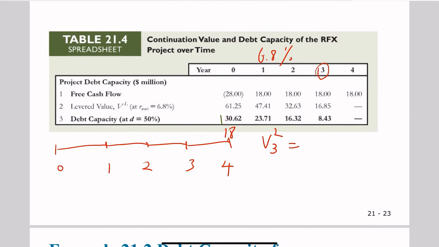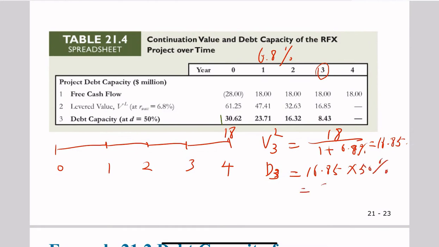Well, this is easy, right? You will pretty much discount the free cash flow in the fourth year by 1 plus 6.8%. Now, what is the free cash flow in the fourth year? Well, we have solved this. It's $80 million. So this gives us 6.85. And then we know that the debt capacity should be given by the ratio times the firm's levered value. The ratio here is 50%. So the debt capacity at the end of the third year would be the levered value times 50%. So this gives us 8.34, right?